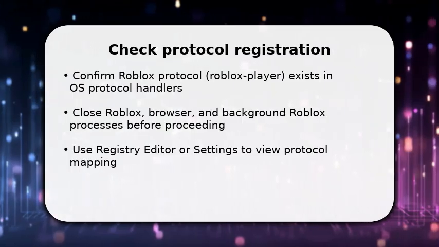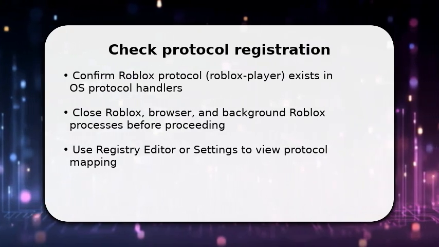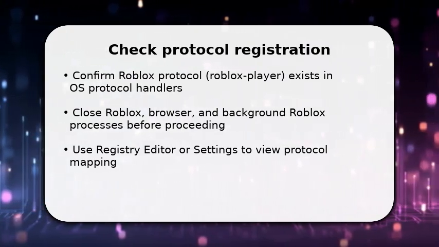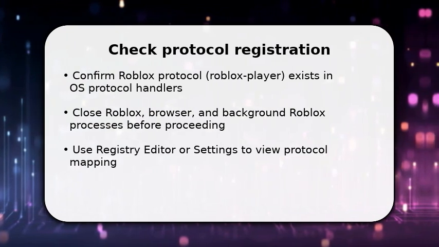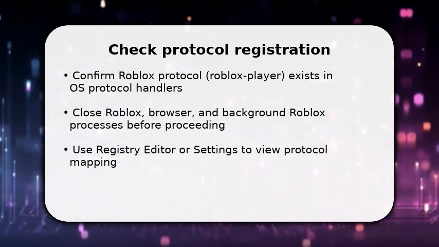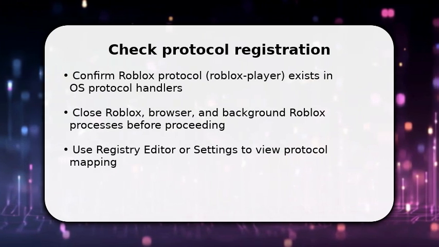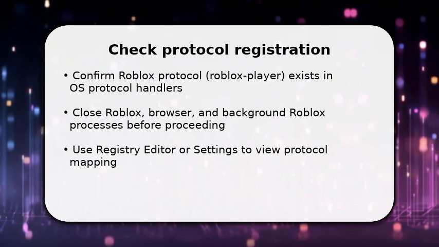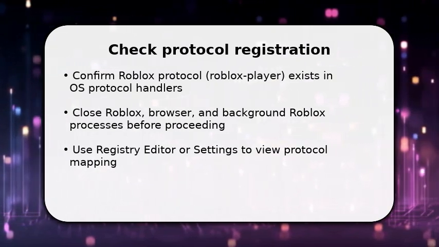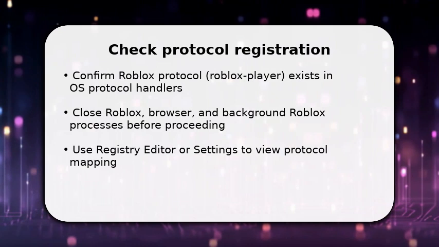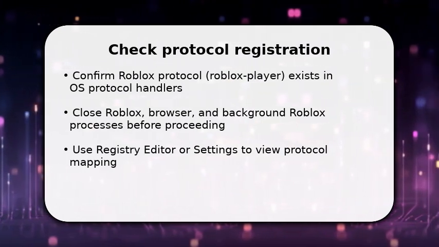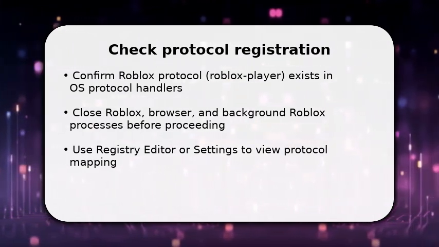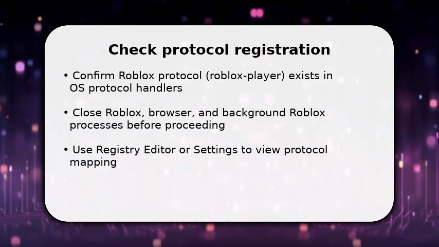You start by verifying the protocol registration so the OS actually knows how to open Roblox player links. Open Registry Editor or Settings and locate the Roblox player protocol entry. You need read access to confirm the command string. Once done, make sure no Roblox processes are running, otherwise changes may not apply. If the protocol is missing or points to a bad path, that explains why clicking Roblox links does nothing.